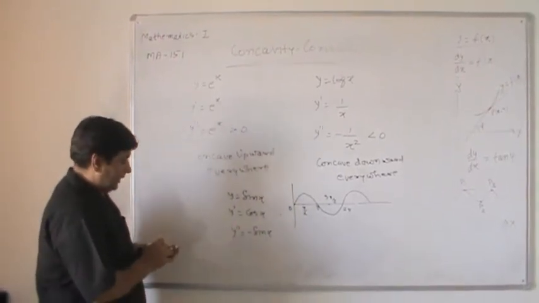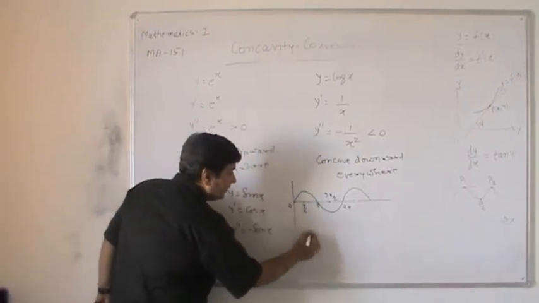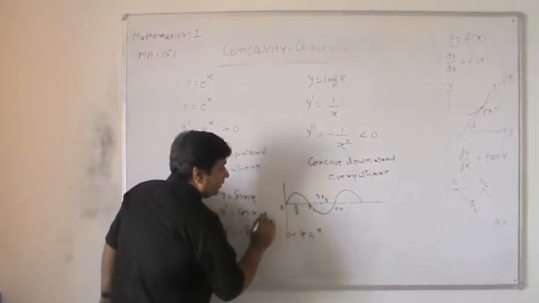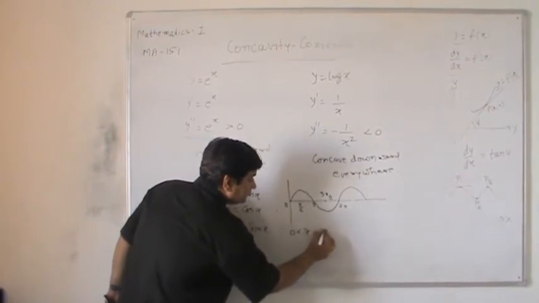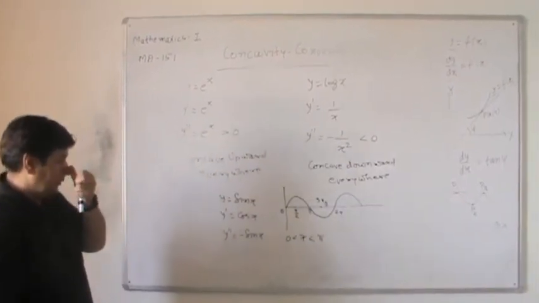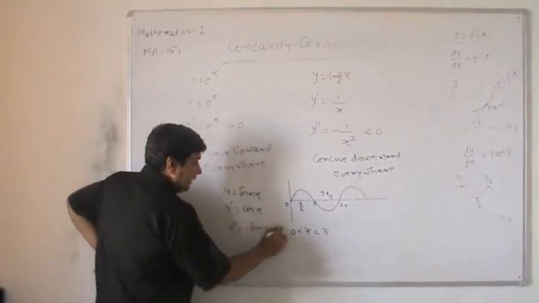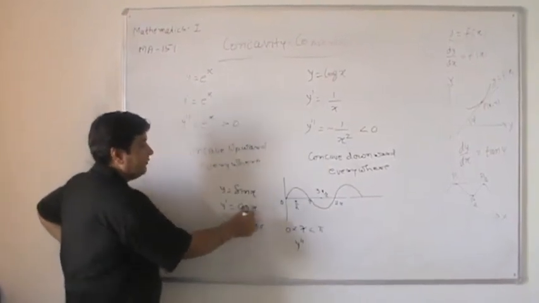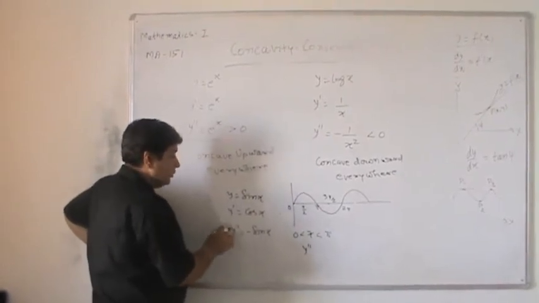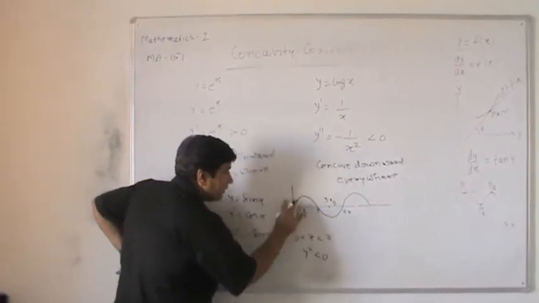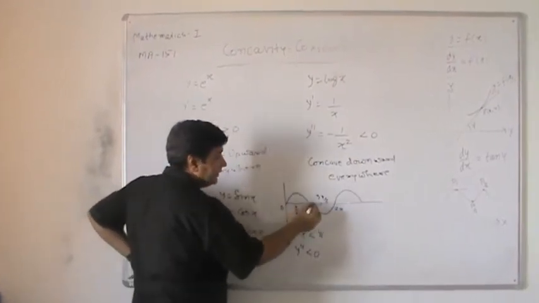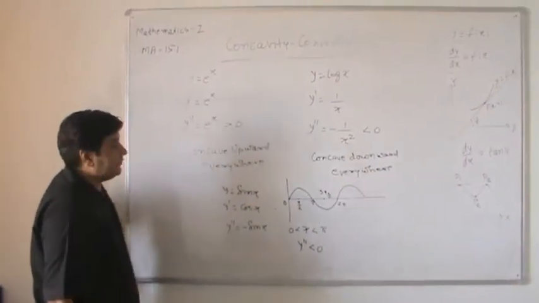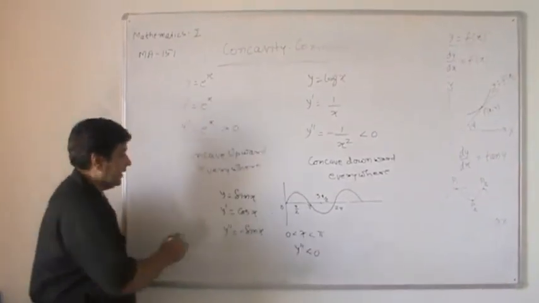So when our x will be between 0 and pi, then our second derivative will be, because sin x will always be positive in between 0 and pi, the second derivative will always be negative. So our curve will be concave downward. Similarly, in the interval pi to 2 pi, our curve will be concave upward. Again, it will repeat its nature after 2 pi interval, because sin x is a periodic function.